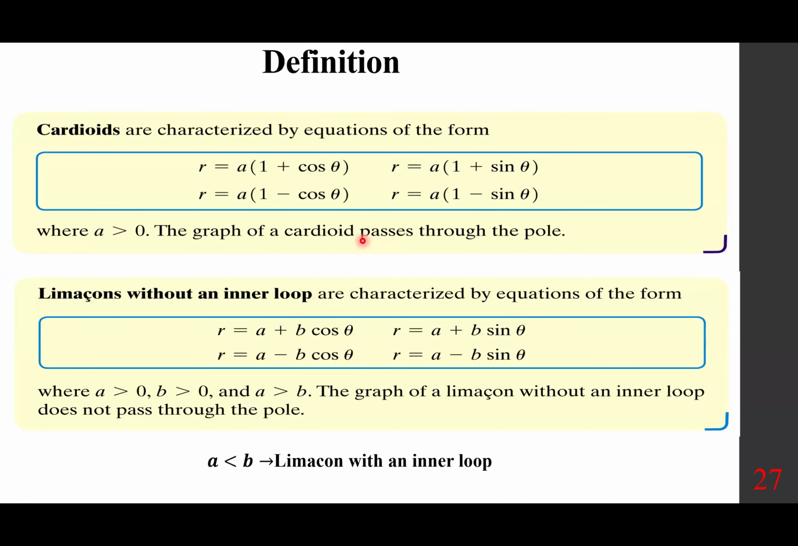And again, the cardioid, r equals a times 1 plus cosine theta, or 1 minus cosine theta or sine theta, where a is of course positive. The graph of the cardioid passes through the pole, okay. Limaçons without an inner loop are characterized as the following, where a is positive, b is positive, and a is larger than b. So this is just a synopsis of the graphing, everybody.